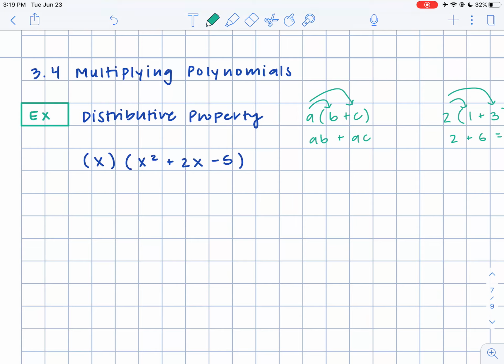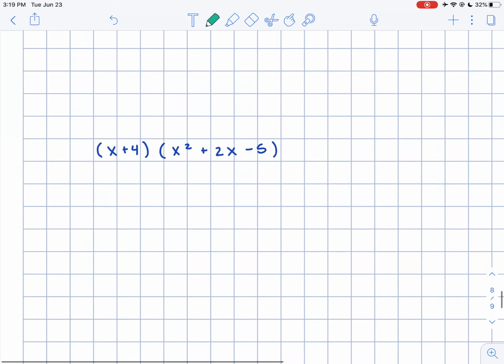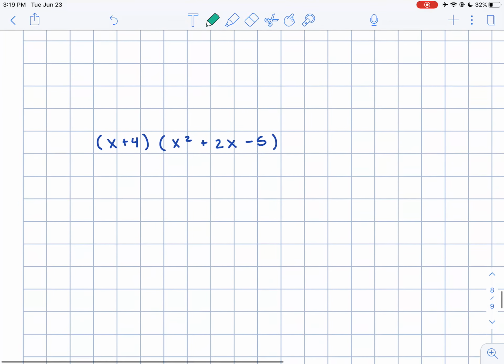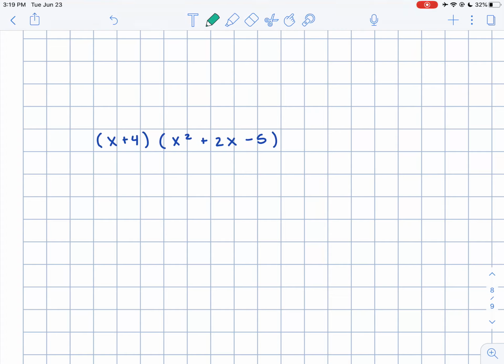So what that means is this x, we would have to distribute into all 3 terms. So what would we get? We get x cubed plus 2x squared minus 5x. And this would be our final answer, a polynomial in descending form. So now let's take a look where we have a binomial and a trinomial. Same thing. You're going to have to use the distributive property.